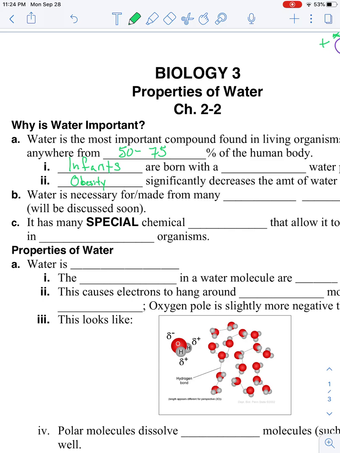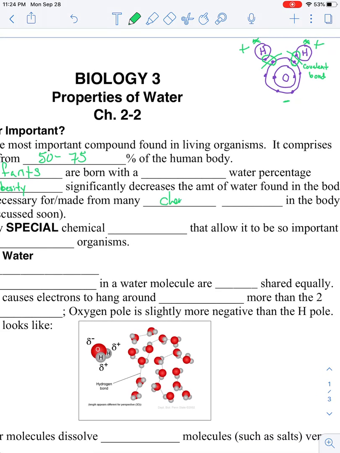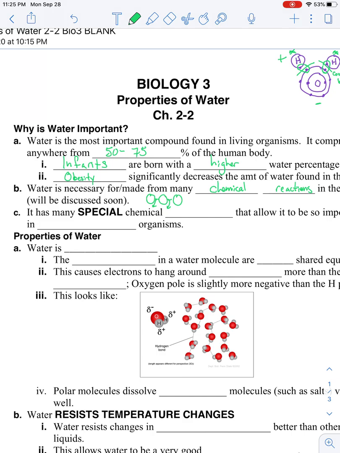Water is necessary for and made from many chemical reactions in the body. For example, when you put amino acids together to make a protein in the body, water is made and released. Water has many special chemical properties that allow it to be so important in living organisms.